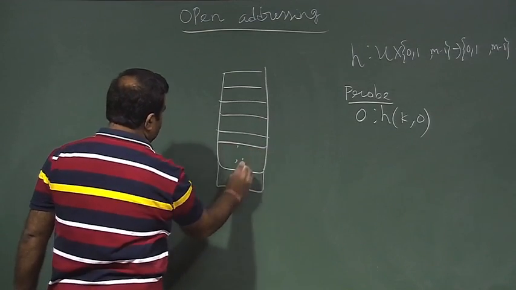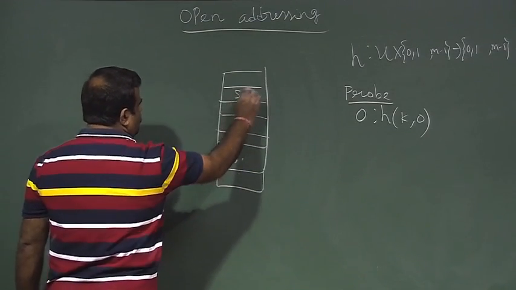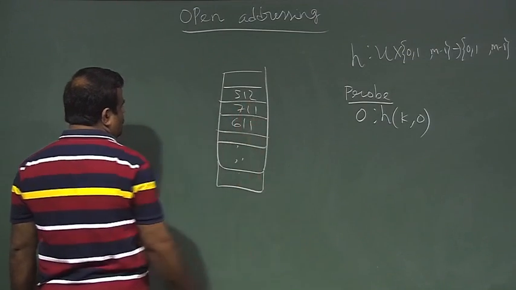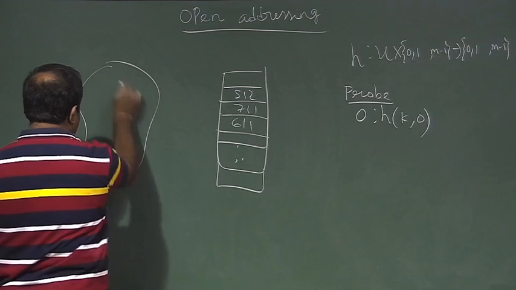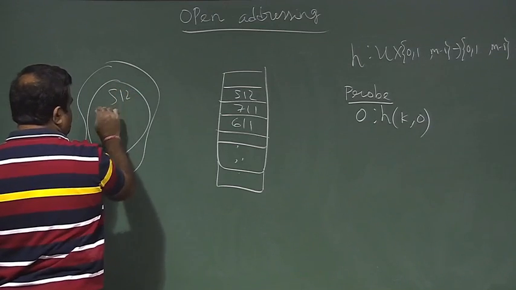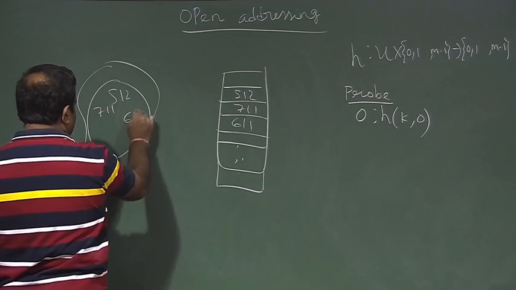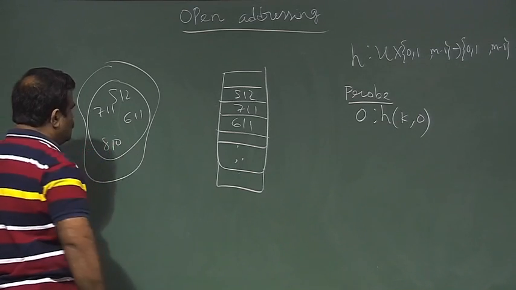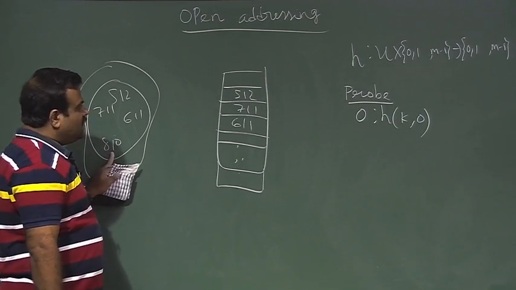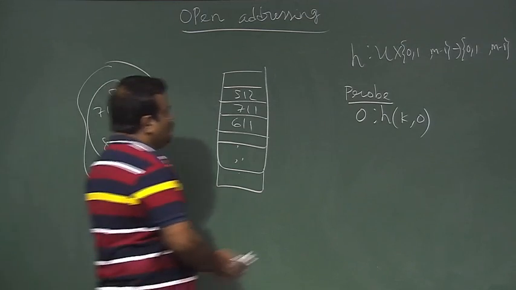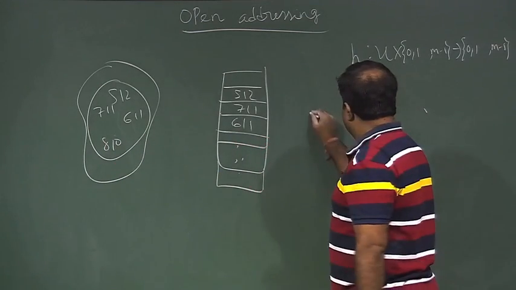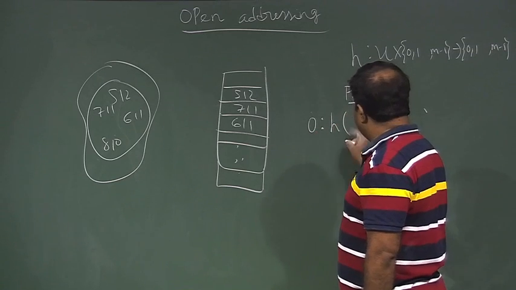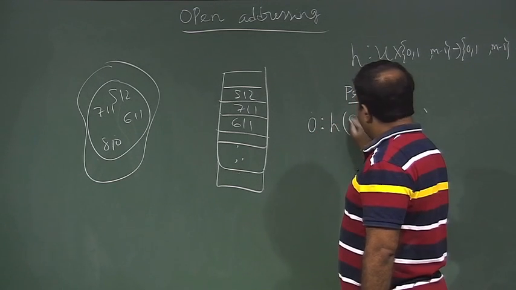Somebody is sitting here: 512, 611, 711. Suppose these are the keys we have: 512, 711, 611. Now suppose we have a key, say 810, and we want to insert 810 here. So what do we do? We try for the zeroth probe. We apply the hash function on 810.